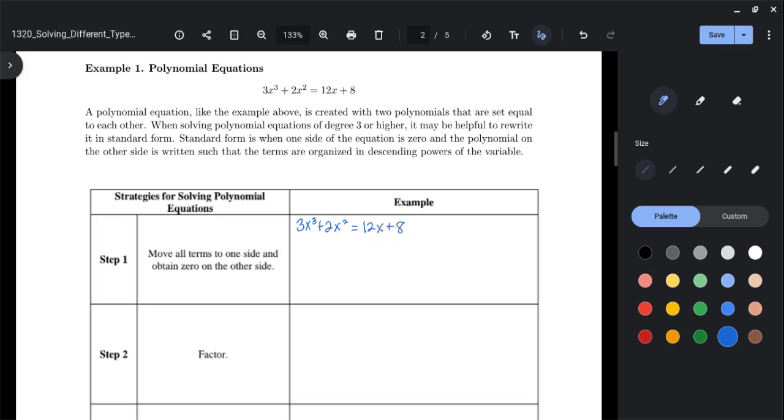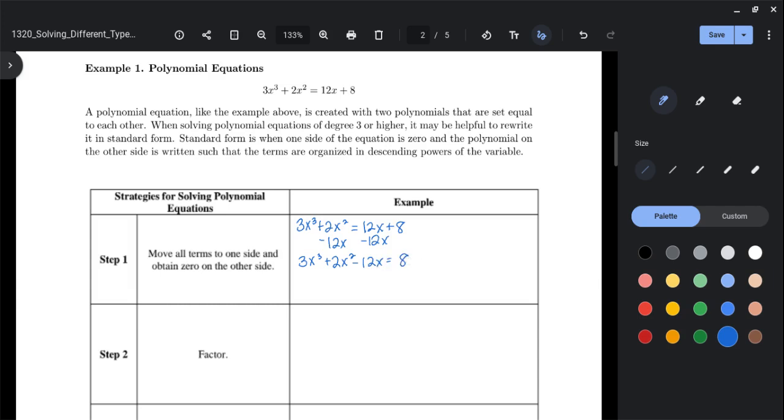All right, so the very first thing, it tells me to move everything to one side of our equal sign. So in this case, I think it's going to be easiest because I don't want a negative as my leading term, so I'm going to move the 12x plus 8 over to the left-hand side. To do so, the first thing I'm going to do is subtract 12x from both sides. And so then we get 3x cubed plus 2x squared minus 12x equals positive 8.